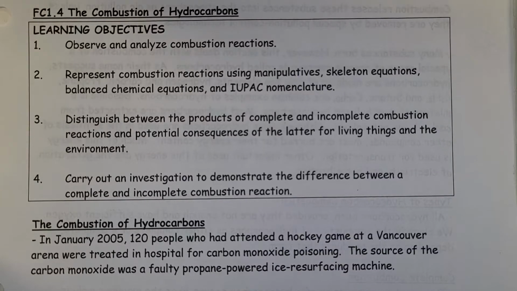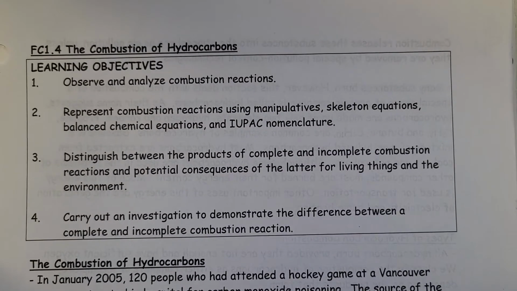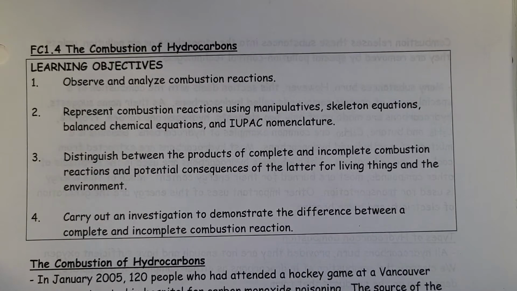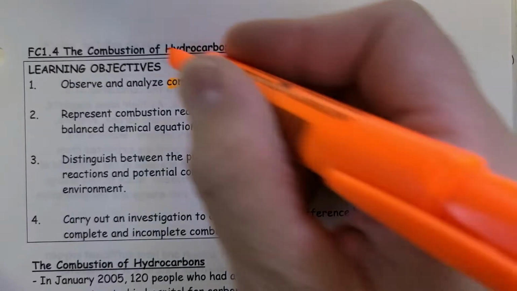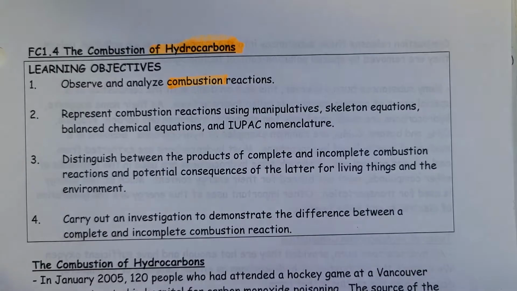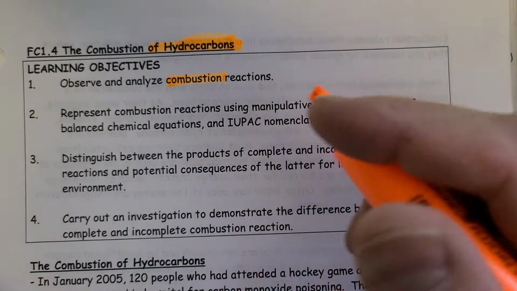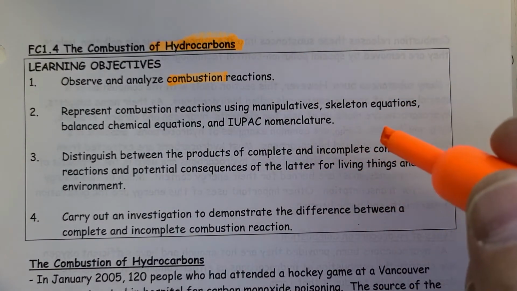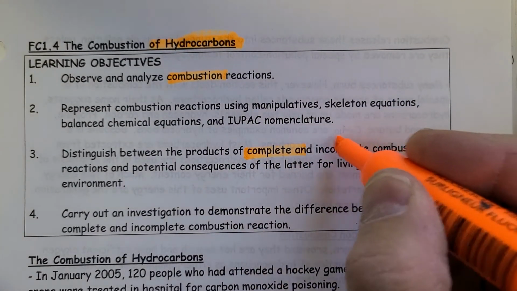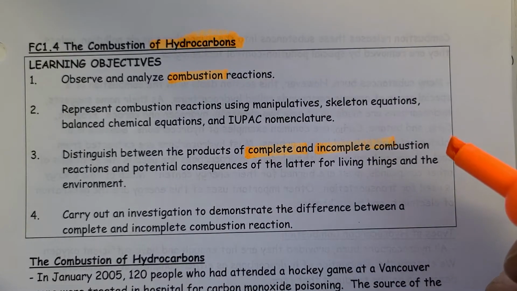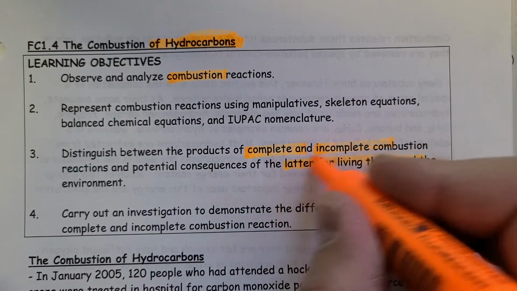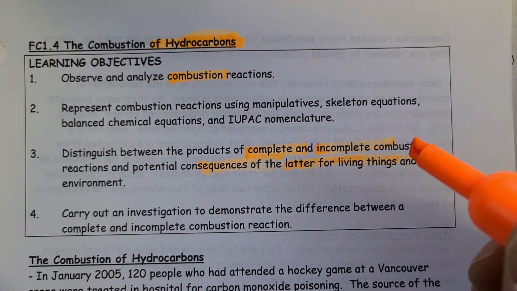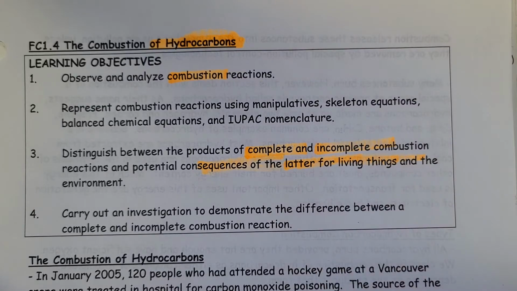So here we have FC1.4, the last section in the FC1 unit, the combustion of hydrocarbons. We look at combustion reactions, and again we're looking at hydrocarbons specifically, and represent them using equations, etc. We look at the difference between complete and incomplete combustion, and at how incomplete combustion has consequences for the environment and living things.